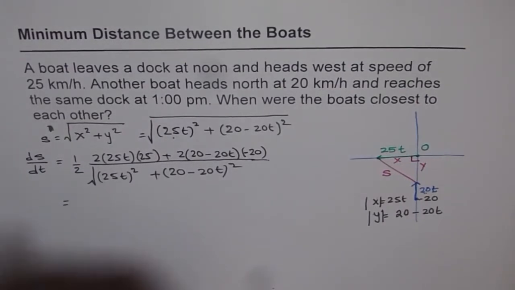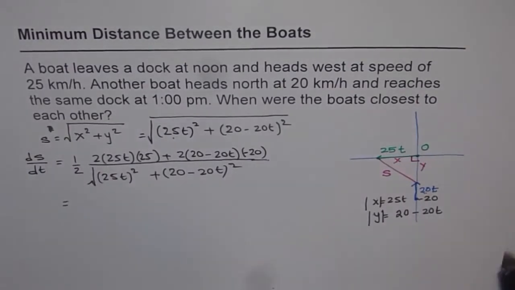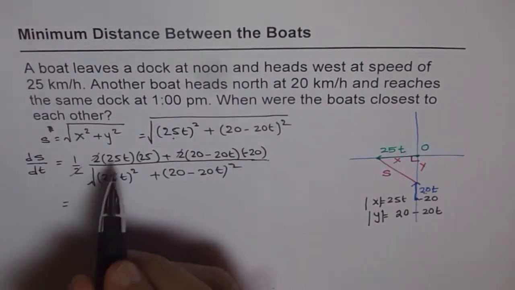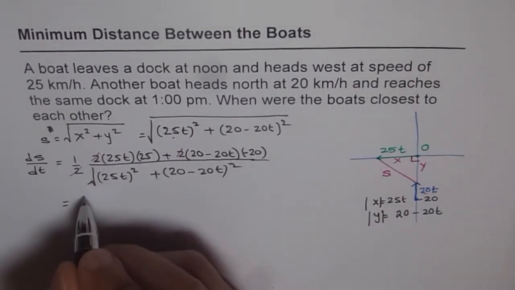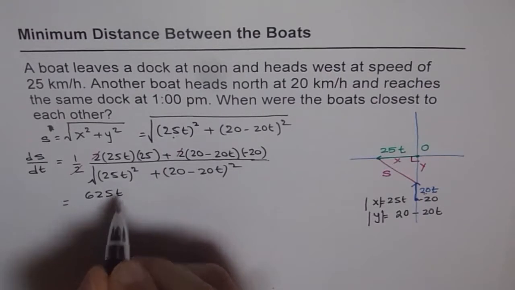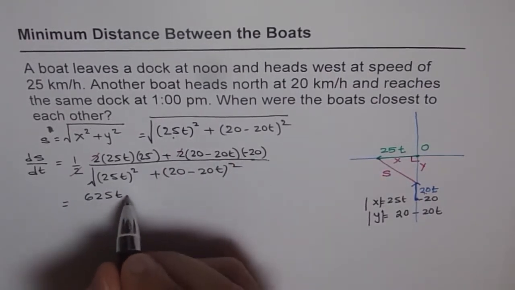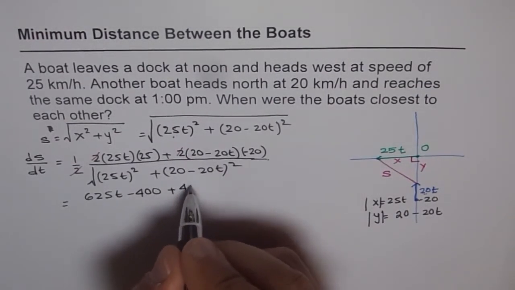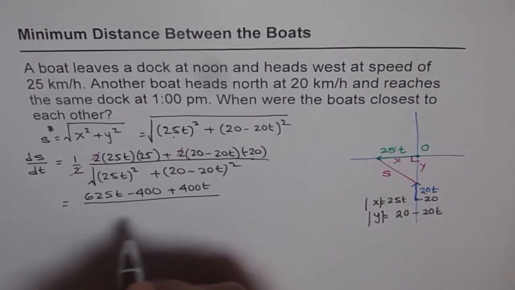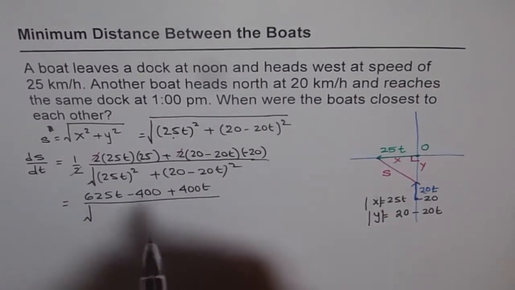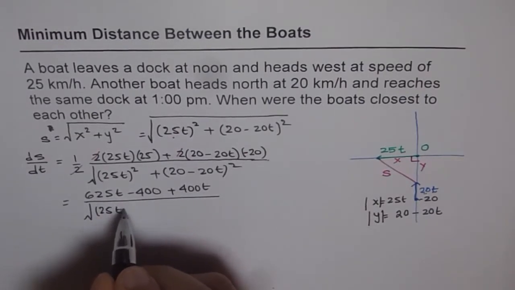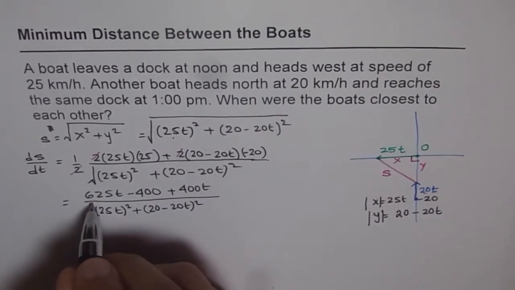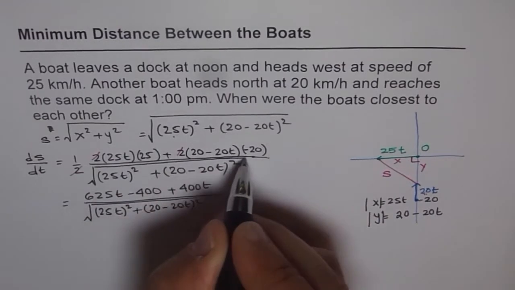Now this could be simplified. We can cross out this 2 with these 2's, right? Now we have 25 times 25 is 625, so you can write 625t, and 20 times minus 20 is minus 400, and minus and minus makes it positive, 400t over the square root of all this, right? So this is the square root of (25t) whole square plus (20 minus 20t) whole square. Correct? So let me write the square root.